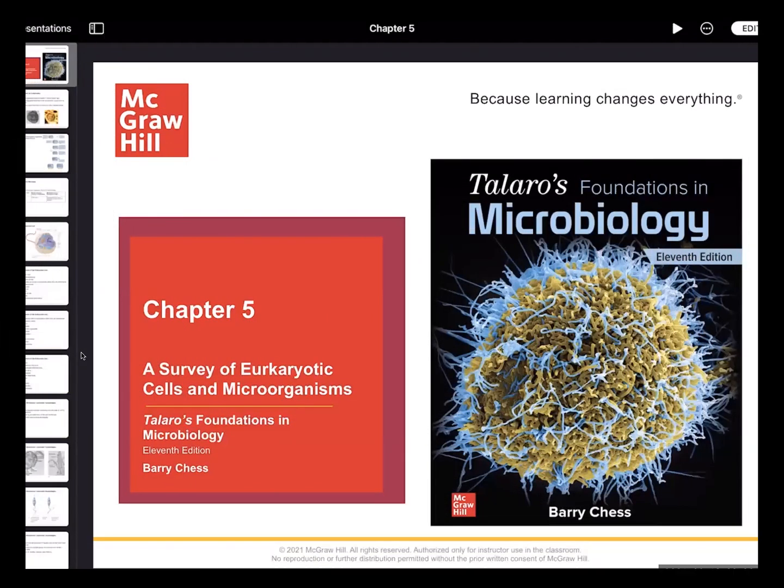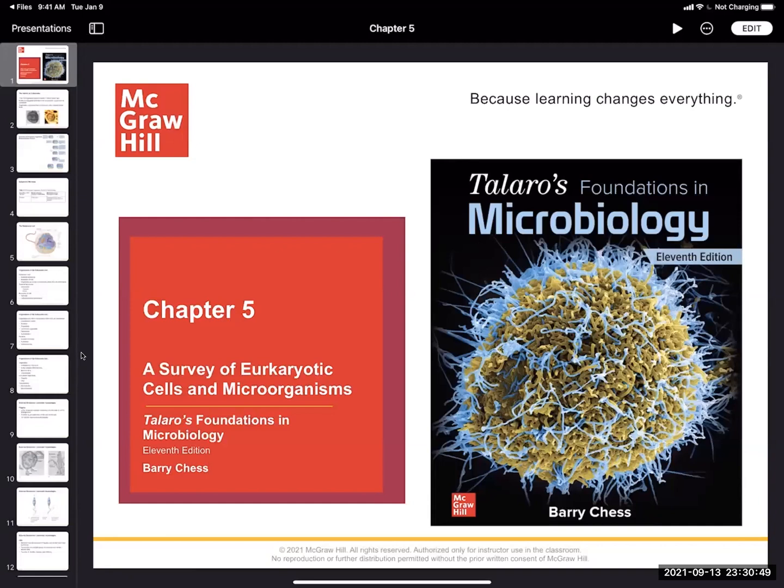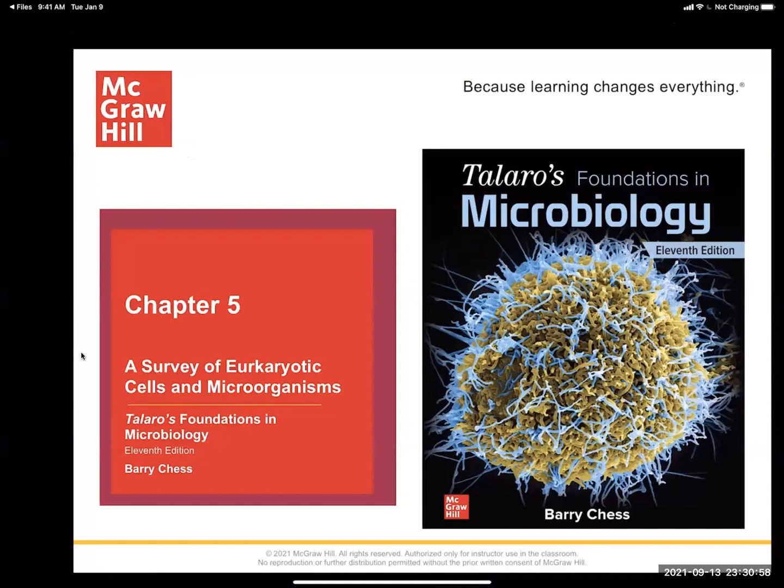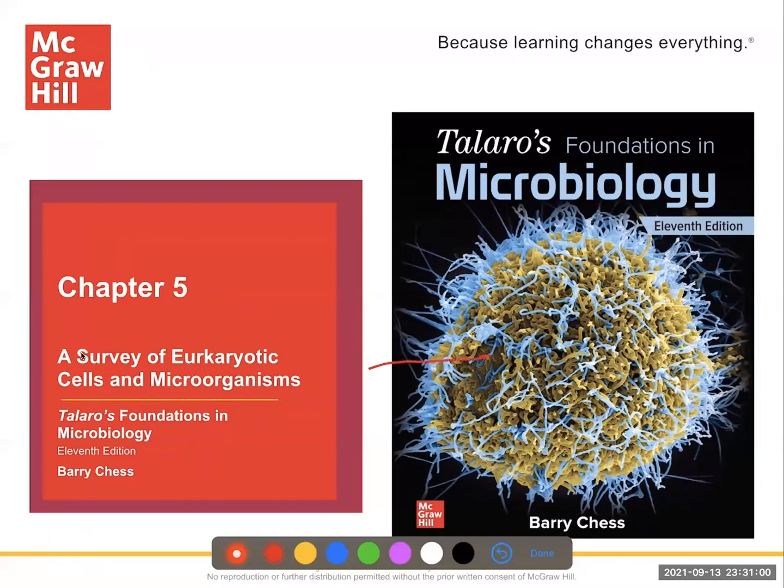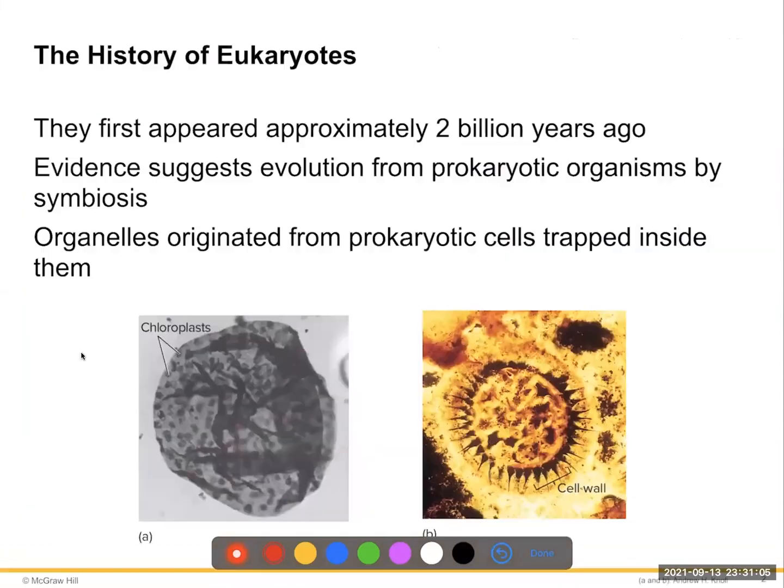All right, chapter 5, eukaryotes. Remember, eukaryotes are cells with a nucleus. They've evolved after prokaryotes have evolved into eukaryotes. So the history of eukaryotes, they appeared about 2 billion years ago. So they've been around for a while. Evidence suggests that they evolved from prokaryotic organisms by symbiosis.